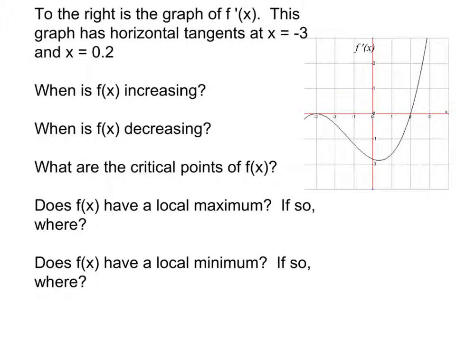This is another problem, an opener that will help you get ready for the test. We've got a graph of f prime, and it has this graph. The f prime graph has horizontal tangents at -3 and positive 0.2.